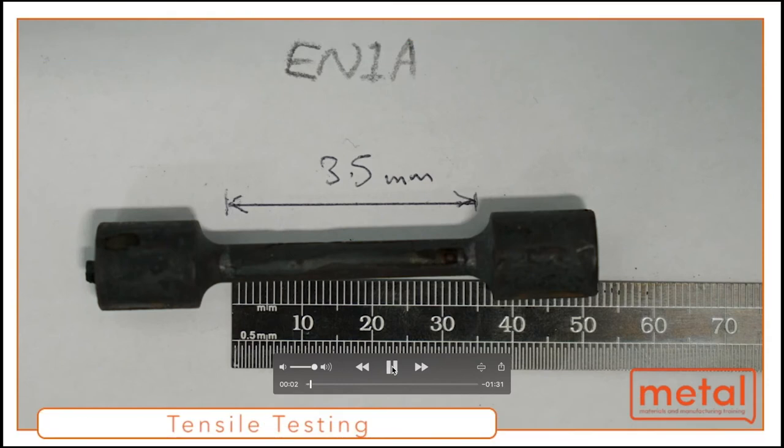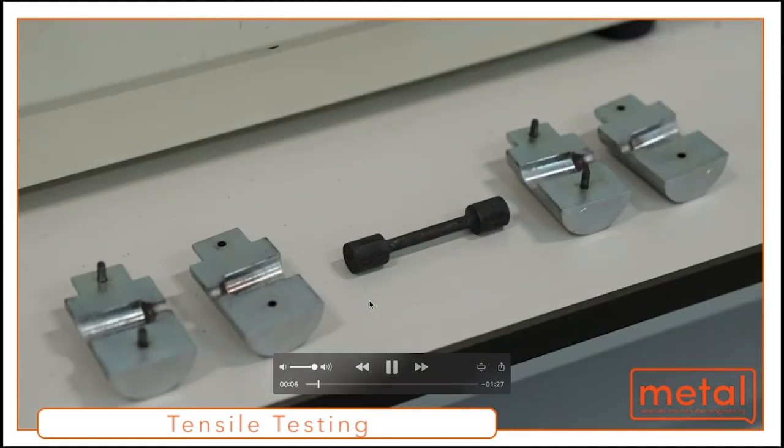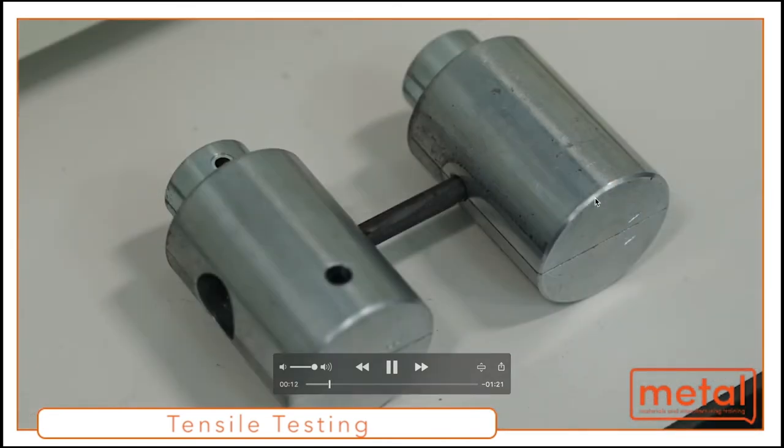Let's have a quick look. So I'll pause it there. It's a typical tensile testing specimen. This is EM1A, a 0.1% carbon steel. And in this picture here, we've measured the gauge length of the specimen, and this measures about 35 millimetres. So what we do is we take this specimen and we put it into some sort of gripping mechanism, some sort of fixture, and we insert that into the machine.